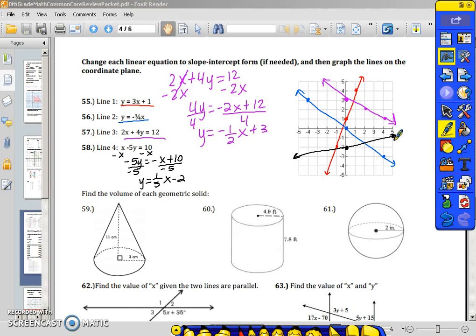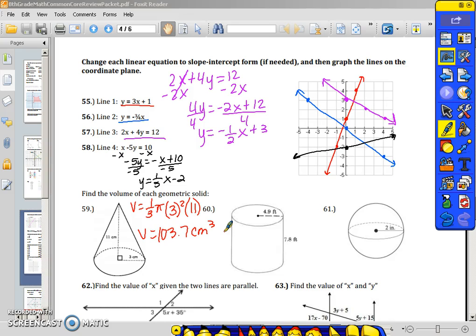Alright, 59. Find the volume of each geometric solid. For a cone, you plug into the calculator, volume equals 1/3 times pi times the radius, which is 3, squared, times the height. When you plug that into the calculator, you will get 103 7/10 cubic centimeters.